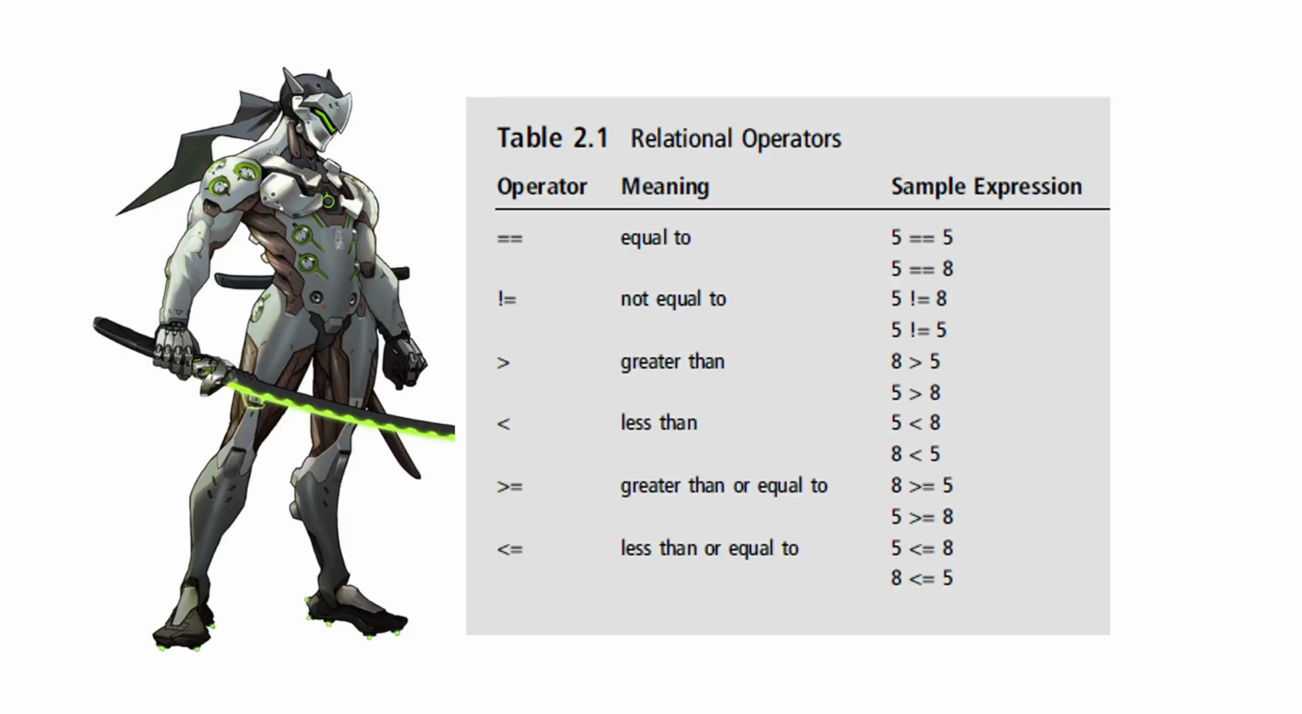True, right? Is 5 equal to 8? False. The next one is an exclamation point with an equals operator in front of it, which means, is the left side not equal to the right side? So what is the result of 5 not equal to 8? True. What is the result of 5 not equal to 5?